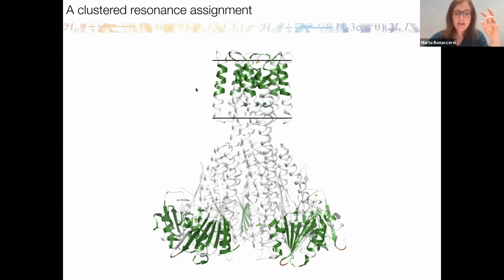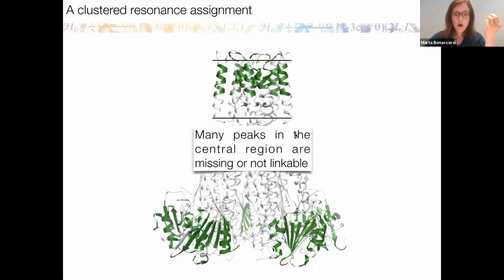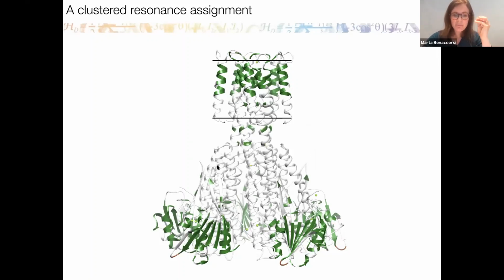Now, I was saying that we have some extended assignment into defined regions of the protein, but as you can see in this figure where I show the assignment on the structure of core A, we have missing assignment in the central part of the protein. And a large portion of peaks which are located in this region are missing in the spectra or not linkable. Nonetheless, it is possible to extend the assignment a bit and to predict some additional assignments for isolated residues using other information such as chemical shift index.